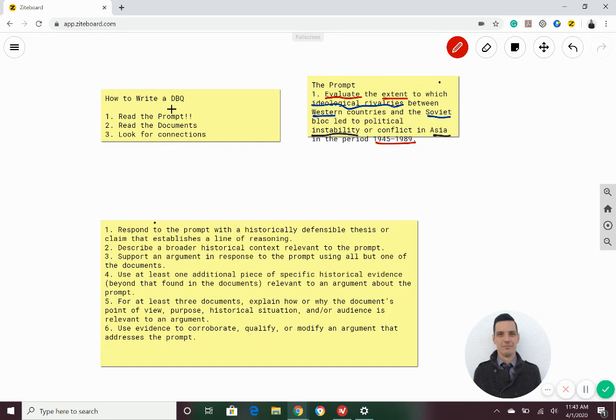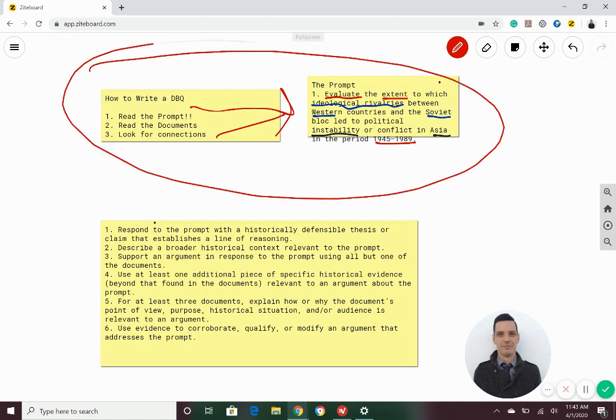First of all, step one, read the prompt. What is the prompt asking you to do, and how does the prompt want you to do it? Step two, read the documents. And then step three, look for connections, for ways to connect this to the prompt. So here's our prompt over here. What you want to do is take these and connect them, just like that. Those are your goals. That's steps 1 and 2. This is the most important part of reading.